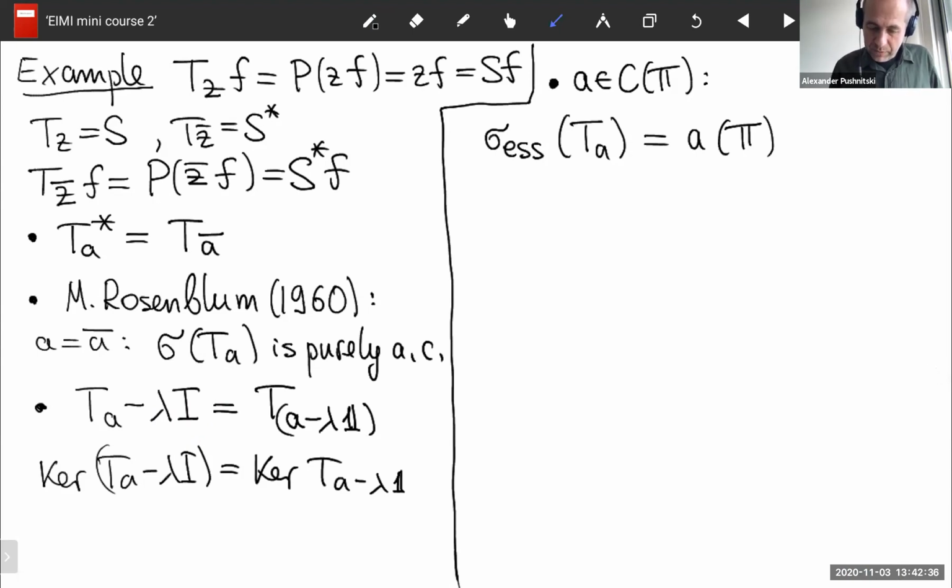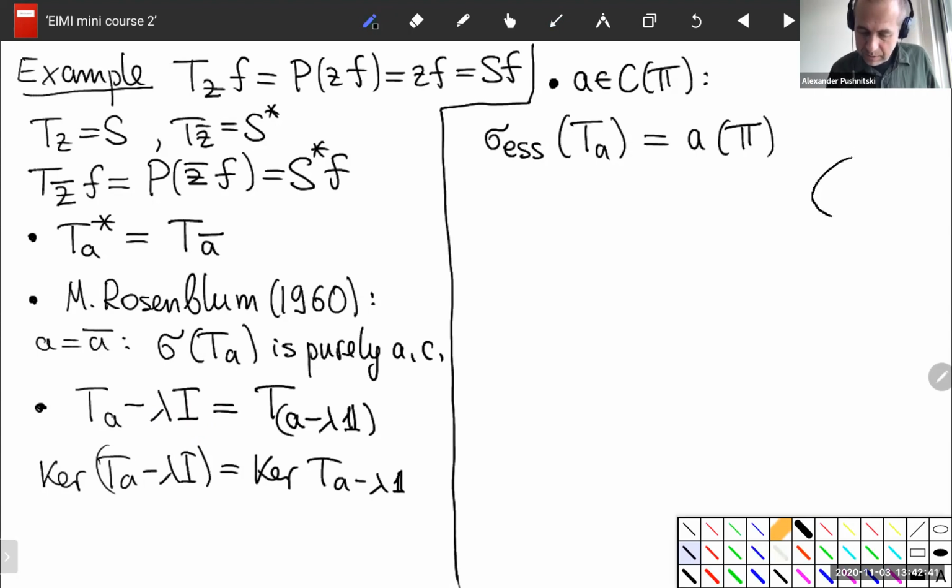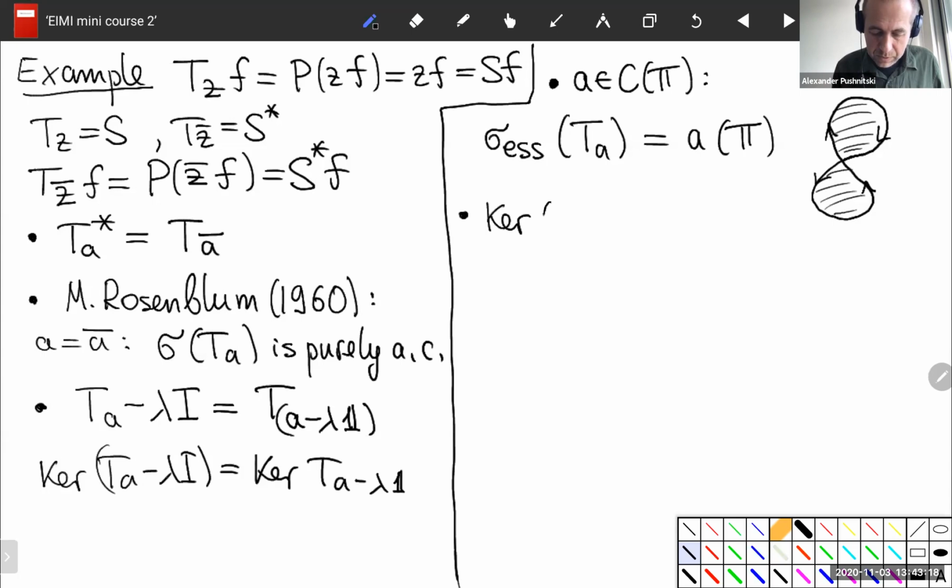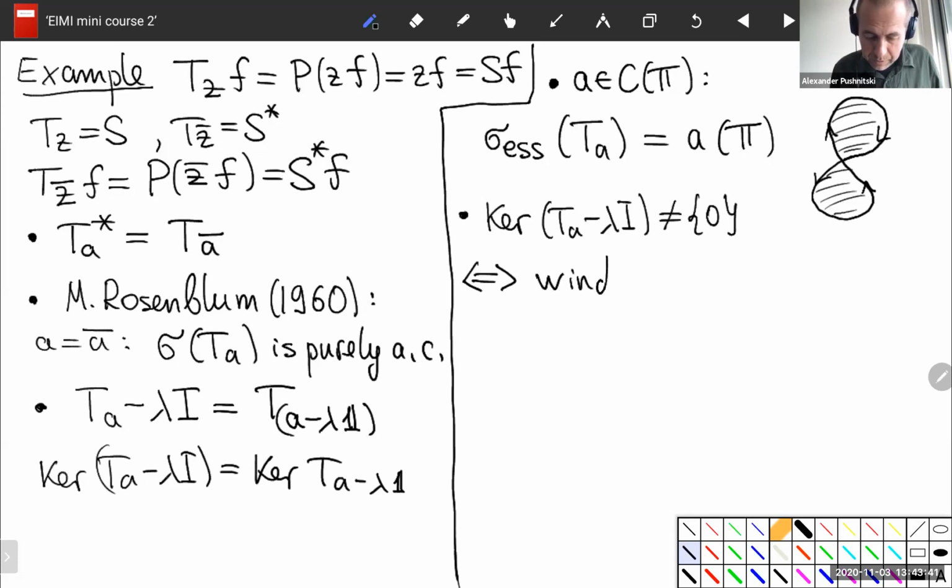So imagine that you have your symbol, and this is what you get if this is the image of the unit circle by your symbol. Okay, so then everywhere on this line you have the essential spectrum, and then inside you may or may not have, so this is not essential spectrum, but you may or may not have a kernel of the corresponding operator. So what do I mean? I mean that the kernel of this operator is non-trivial if and only if the winding number of this is negative.